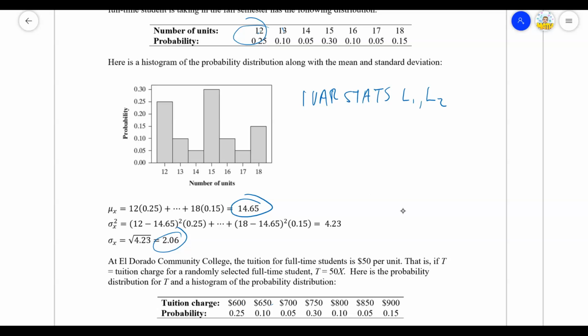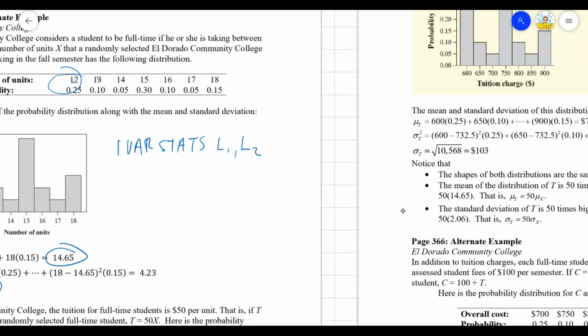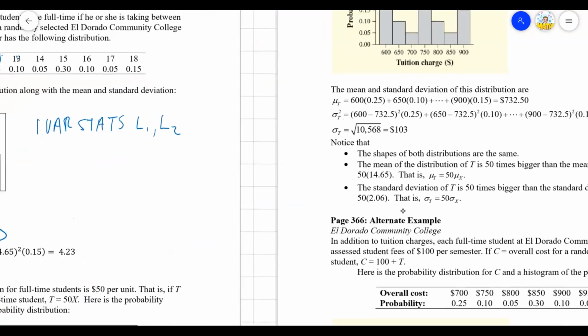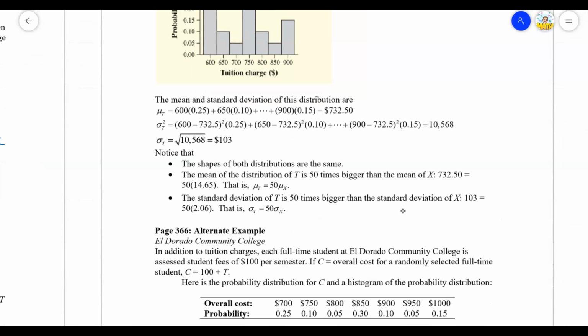So the probabilities are still the same. We multiplied everything by 50. Let's take a look and see what happens to the new mean and standard deviation. You'll notice the new mean is 732.50 and the new standard deviation is 103. So what essentially happened to them? That 103 was the original standard deviation multiplied by 50, and this is the original mean multiplied by 50. So the first part of the linear transformation that we want to pay attention to is how a multiplier will affect the center and the spread. The mean measures center and standard deviation measures spread.